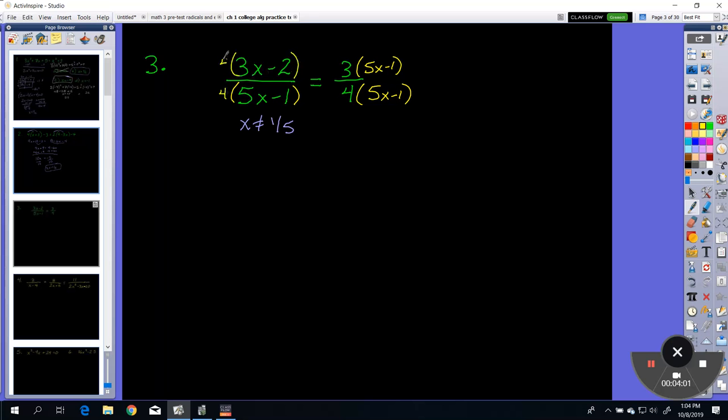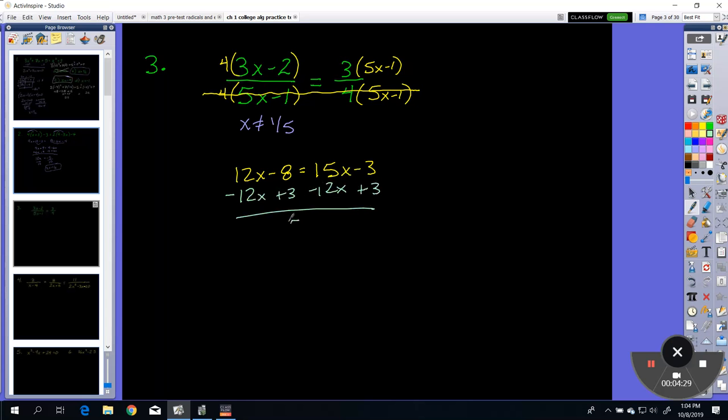So now I have common denominators, and I know that once we get common denominators, we can scratch these off. Now I distribute the 4 on the top, so that's 12x minus 8. Distribute the 3, that's 15x minus 3. Now I get the x's onto one side, so minus the 12x, minus the 12x. And I'm going to add the 3 to the other side. So I have -5 equals 3x. Divide it by 3, and x equals -5/3.